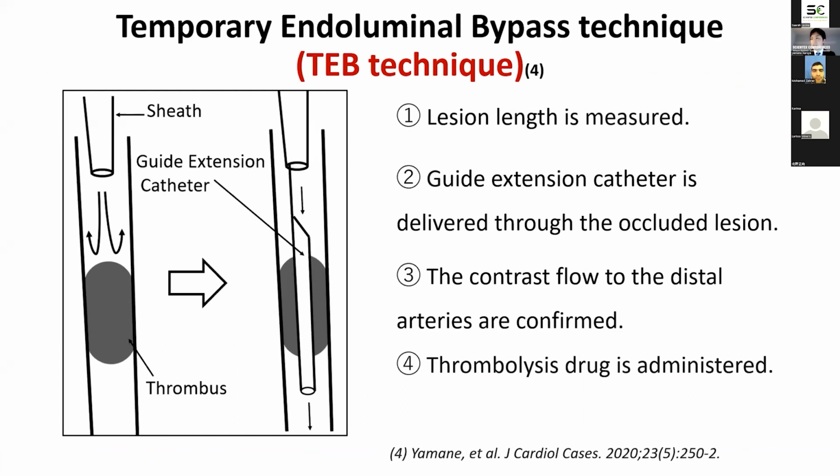This technique is based on the distal perfusion concept and uses a guide extension catheter, named the Temporary Endoluminal Bypass technique, TEB technique. The steps of this technique are very simple. First, we evaluate the lesion length. Second, we deliver a guide extension catheter through the occluded lesion. Third, we confirm the contrast flow to the distal arteries. And finally, we administer a thrombolytic drug.